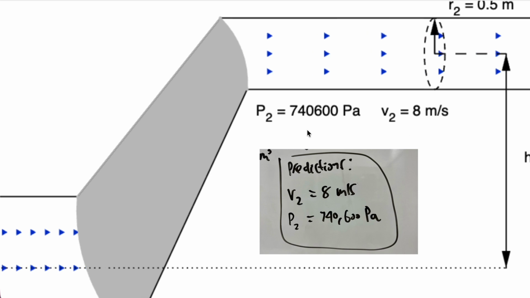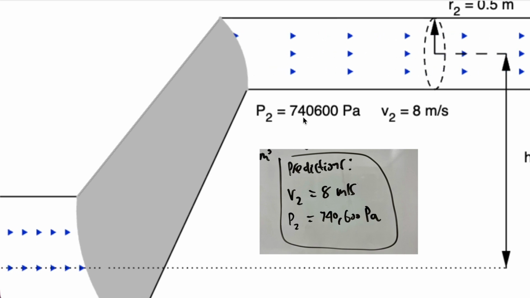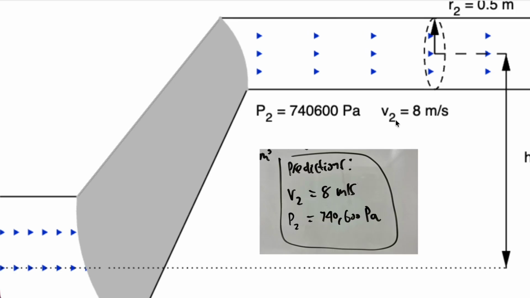Yes, as you can see here, our pressure 2 is 740,600 pascals, and our velocity 2 is 8 meters per second.